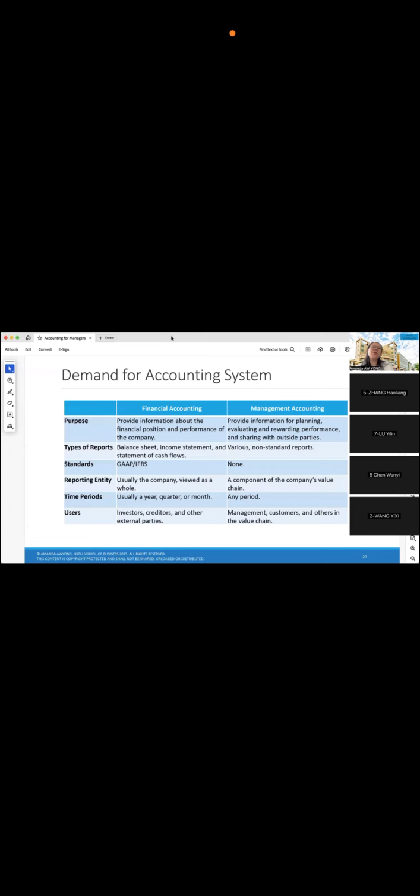And financial performance more or less pertains to the performance for a particular period, right? So this is typically seen from the income statement, meaning from 1st of January 2025 to 31st of December 2025, what is the net income that we earned? What is the total revenue, total expenses, and so on and so forth.